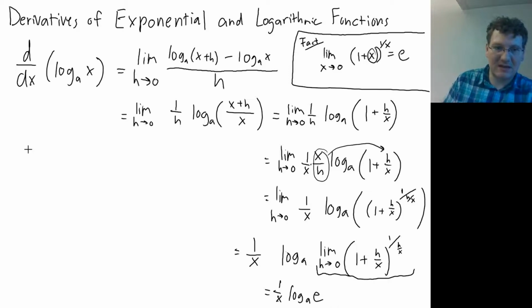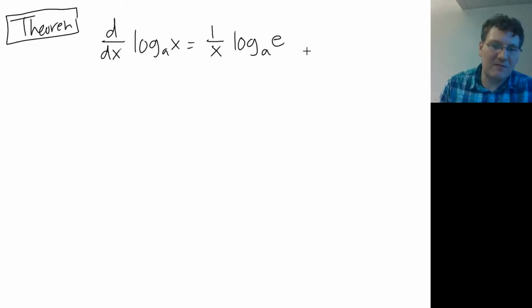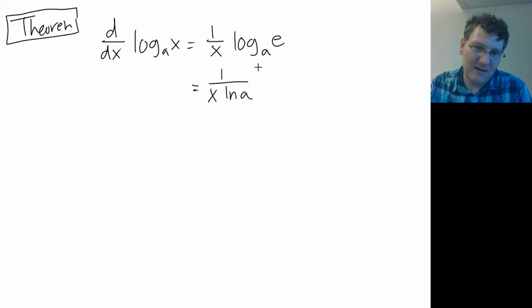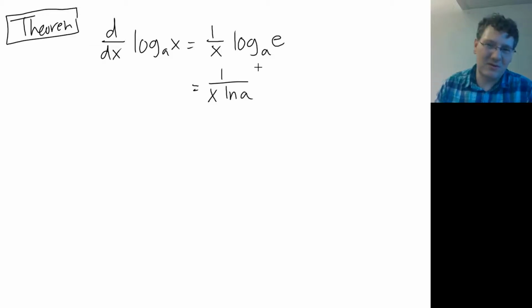So let's state that as a fact now. The derivative of log base a of x is 1 over x times log base a of e. Now, you can use a change of base rule to write this as 1 over x times the natural log of a, because log base a of e is the natural log of e over the natural log of a, and the natural log of e is 1. So that's where this derivative comes from.